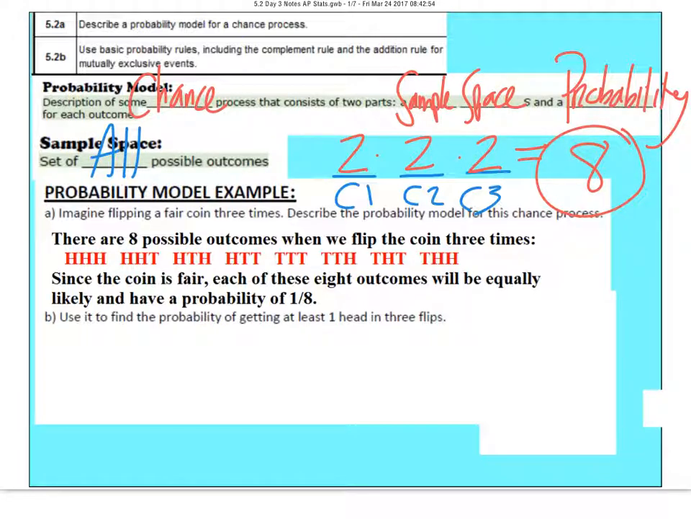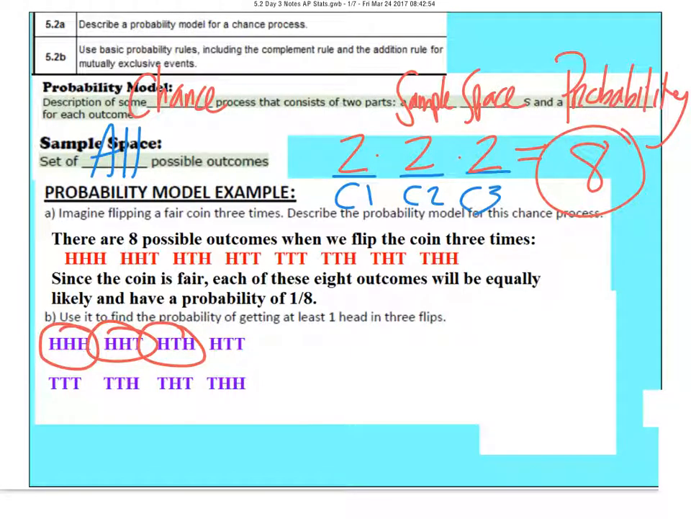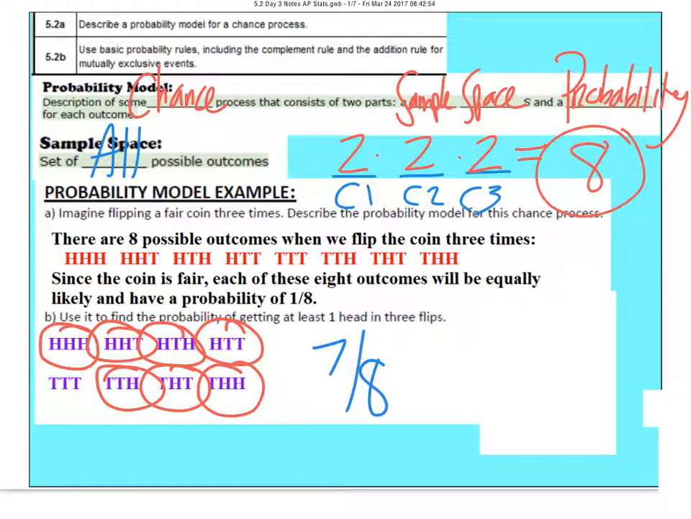Okay, let's answer a question. Use the sample space that we just did to find the probability of getting at least 1 head in 3 flips. Well, that's easy enough. Just look at your sample space. Getting at least 1 head in 3 flips would include this and this one. That's at least 1. This is at least 1. That's at least 1. That's at least 1. And that's at least 1. So the probability of this happening would be 7 out of 8.